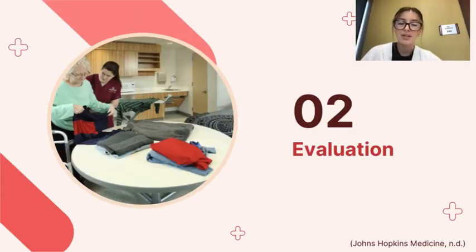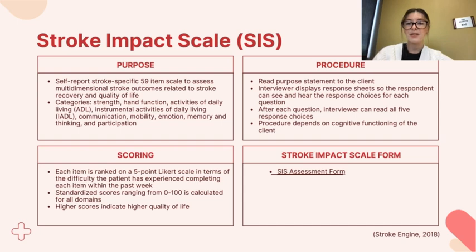Now we're going to jump into exploring some assessment tools that we can use with the stroke population. So the first assessment that we're going to discuss today is called the Stroke Impact Scale, SIS for short. This is a 15 to 20 minute assessment that is low cost. It also requires minimal materials, and there is no formal training required to administer this assessment. And it can also be used by a variety of healthcare professionals outside of occupational therapy.